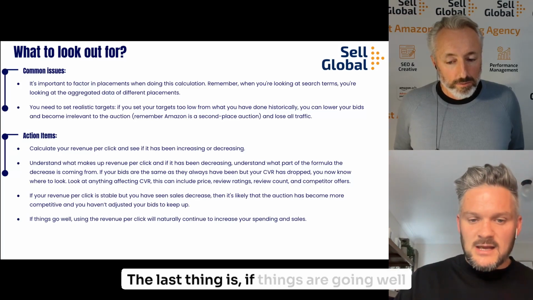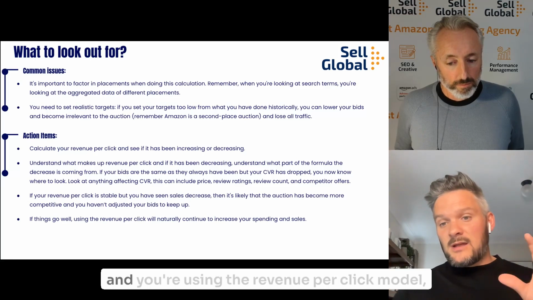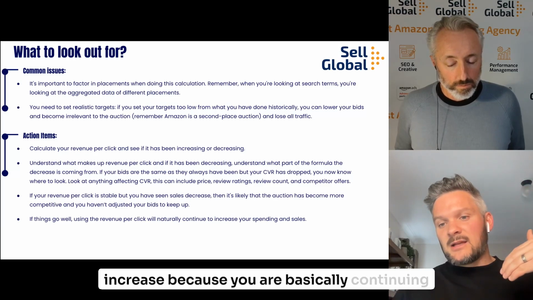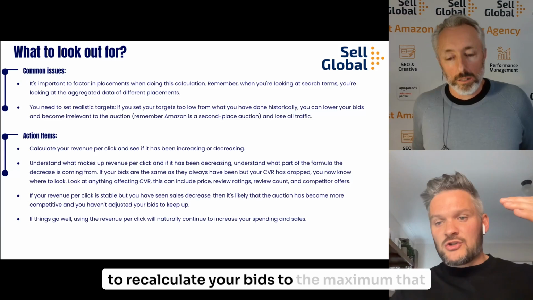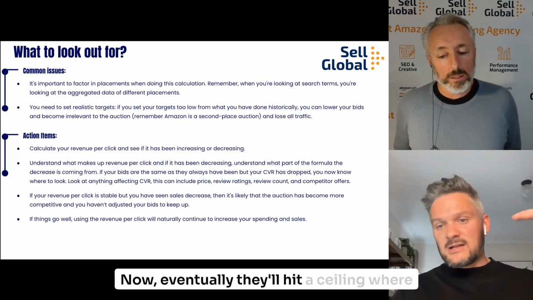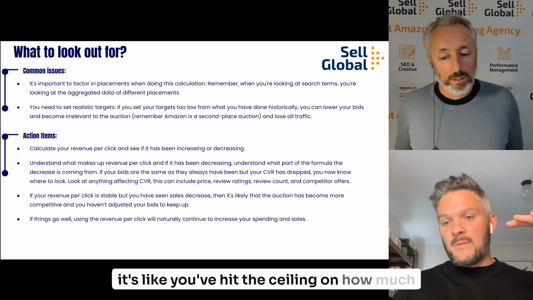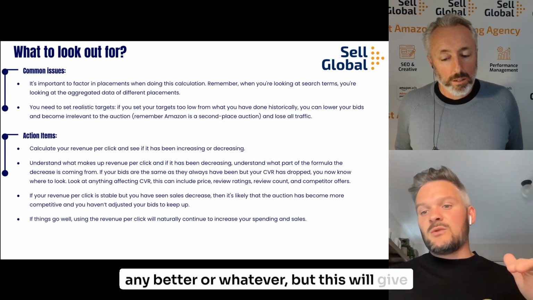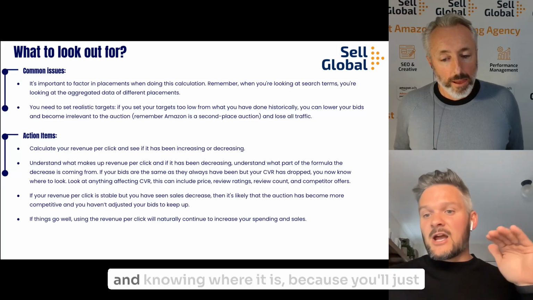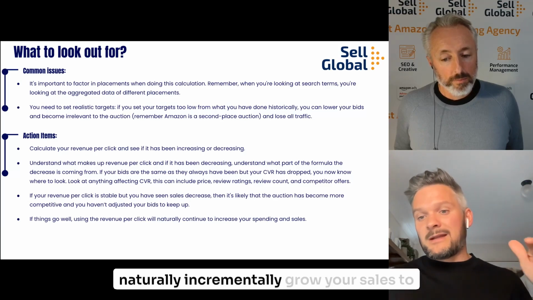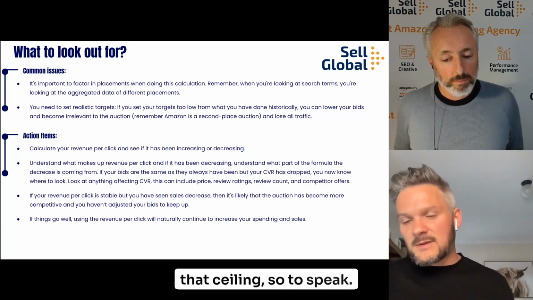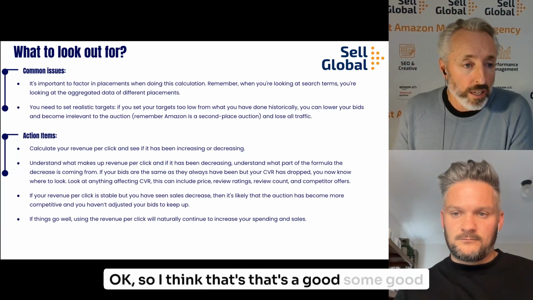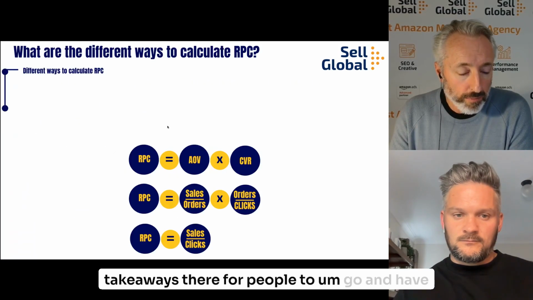The last thing is, if things are going well and you're using the revenue per click model, you'll find that your spend continues to increase because you are continuing to recalculate your bids to the maximum that you can afford based on your target. Eventually you'll hit a ceiling on how much revenue you can generate because your conversion rate's not getting any better. But this will give you a really good way of hitting that ceiling and knowing where it is, because you'll naturally, incrementally grow your sales to that ceiling, so to speak. Yeah, excellent. Okay, so I think those are some good takeaways there for people to go and have a look at.